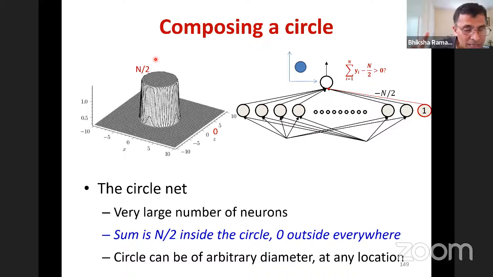Now observe that the sum is being obtained. There is no activation for this final guy. All I'm doing is summing these outputs. And when I sum these outputs, that output as a function of the input looks like a cylinder.